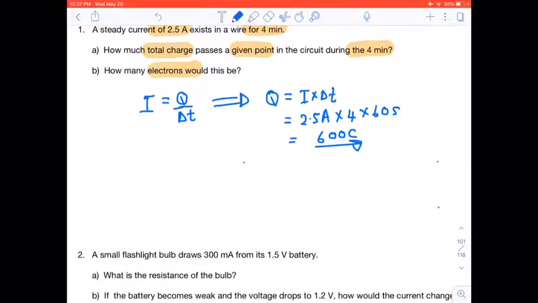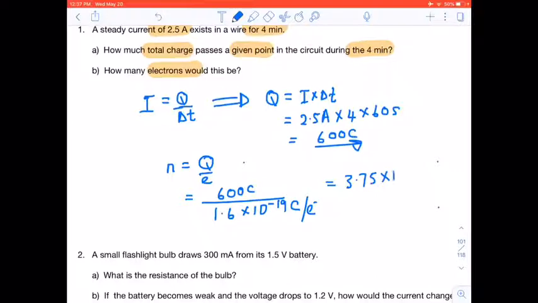Now we want to know how many electrons are moving past the fixed point. We have N is equal to Q upon e, right? We're dealing with electrons, and that would mean 600 coulombs. We know what the charge on an electron is. It's 1.6 times 10 to the minus 19 coulombs per electron, which is then equal to 3.75 times 10 to the 21 electrons. That is the amount of electrons that pass a fixed point during that 4 minutes.